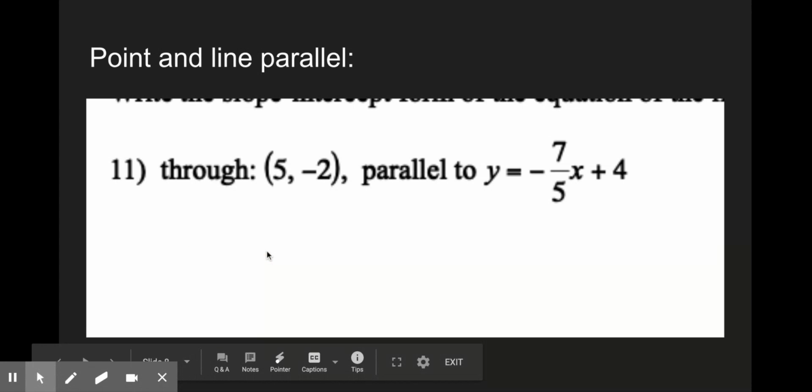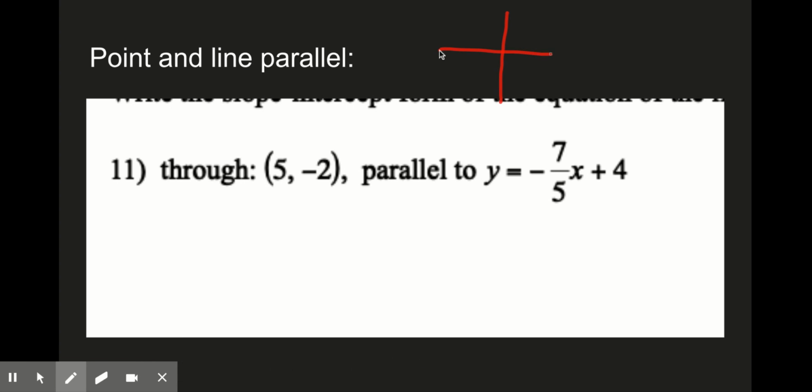What I mean by that is, what if I give you a point and I say, I want the equation for the line that goes through that point, but the constraint is I also want it to be parallel to some other line. So imagine that kind of like this. You got this point, 5, negative 2, right out here. And then you got this line, negative 7/5 x plus 4.